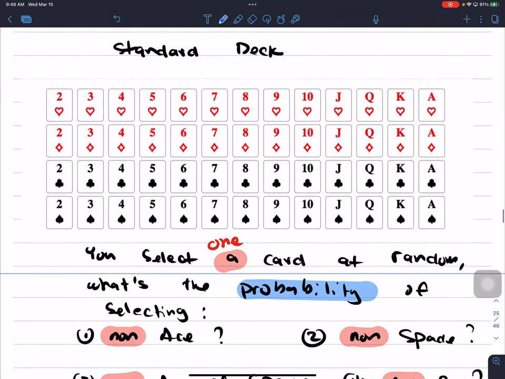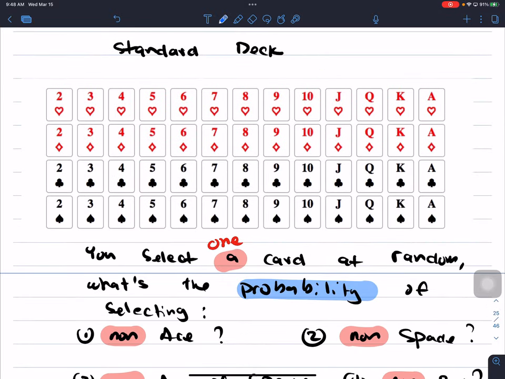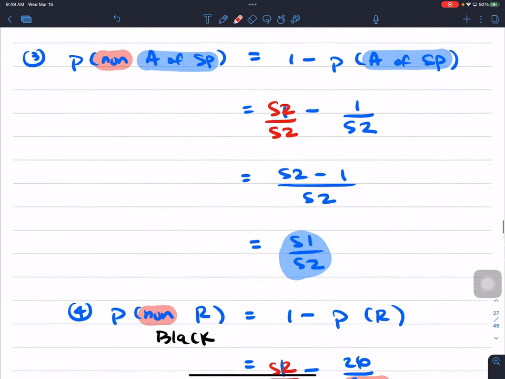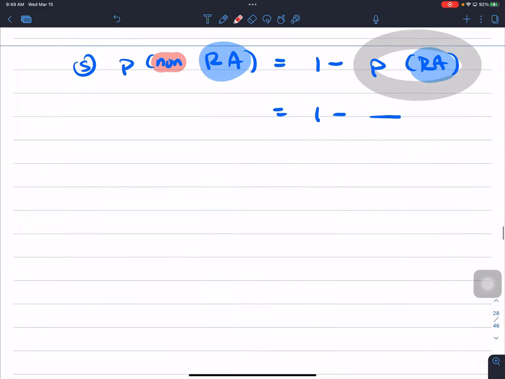So where are the red aces? Ace of hearts, ace of diamonds. Are those the red aces? Well, the other two are black, aren't they? Okay, so how many red aces are in the deck? Two. How many cards? Okay, so I'm going to say 2 out of 52.